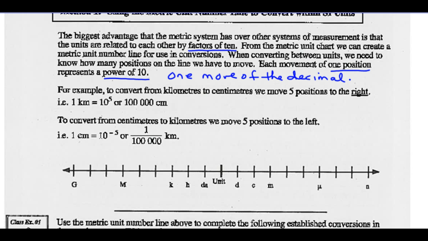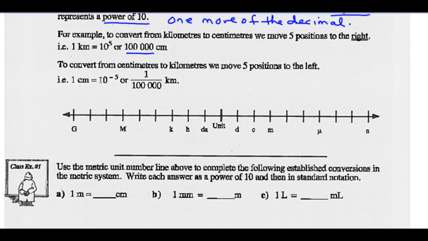So every power of 10 means 1 movement of the decimal. For example, to convert from kilometers to centimeters, we move 5 positions to the right, or 5 decimals to the right. So 1 kilometer is 10 to the 5th, or 100,000 centimeters. To convert from centimeters to kilometers, we move 5 positions to the left. So 1 centimeter is 10 to the negative 5, or 1 over 100,000 kilometers, or we could say 0.00001 kilometers.